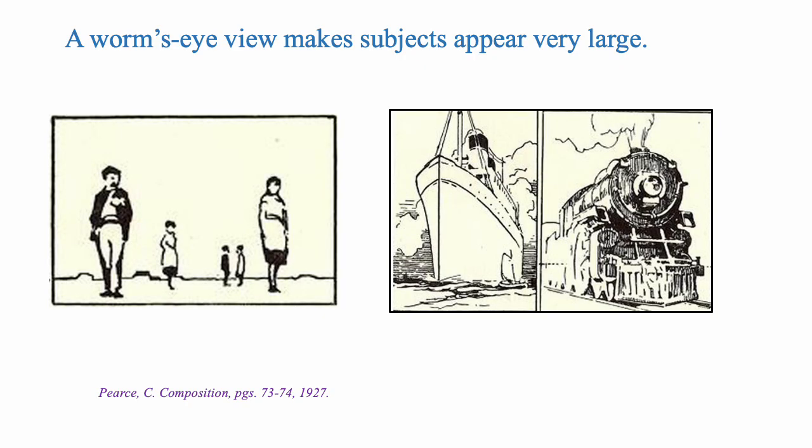The viewpoint with the most extreme size contrasts is the worm's eye view, where we're looking up at the figures and they're looking down at us, both literally and figuratively. The worm's eye view also makes the boat and the train appear huge and formidable. The front side of this boat is more than twice the back side, making it appear threatening.